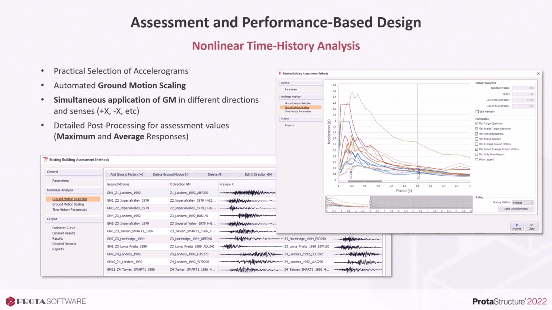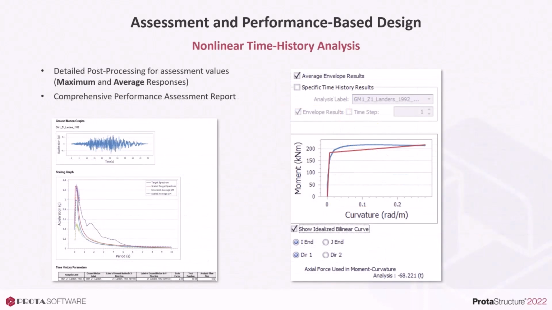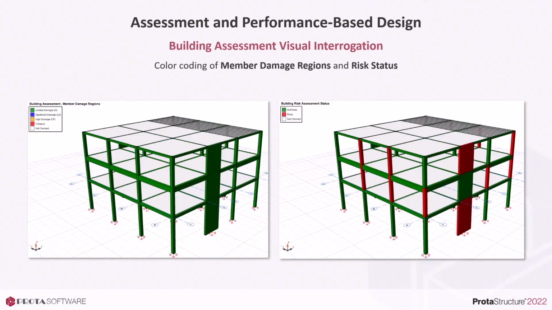The selected ground motion records are automatically scaled by ProtaStructure using the simple scaling method. After the time history analysis, the results from multiple ground motion sets are automatically post-processed. The average values of absolute maximum responses are extracted and used in performance assessment. A detailed performance assessment report is presented. Additionally, the analysis results for a specific ground motion at a specific time step can be looked up by the user. To visualize assessment results, ProtaStructure can present the member damage regions and risk status by new color-coded visual interrogation options.